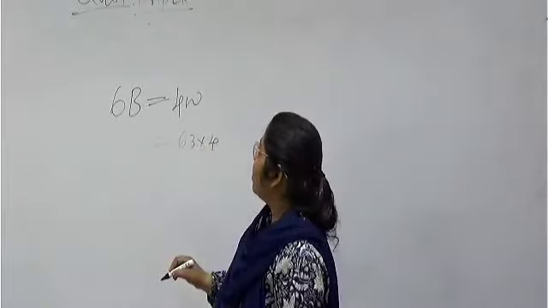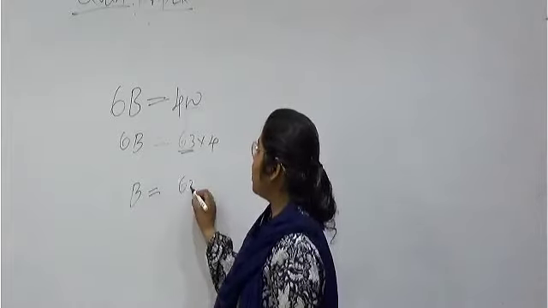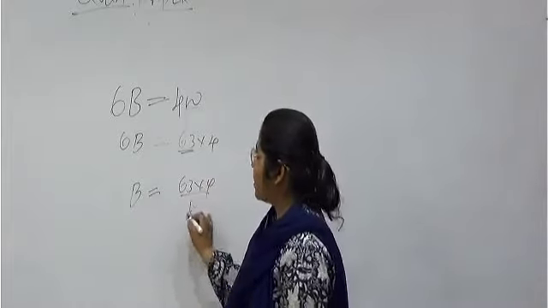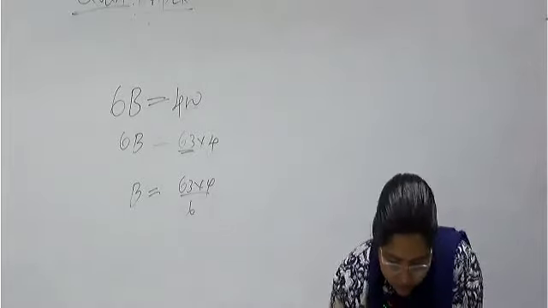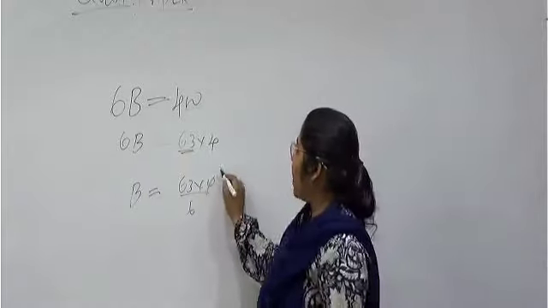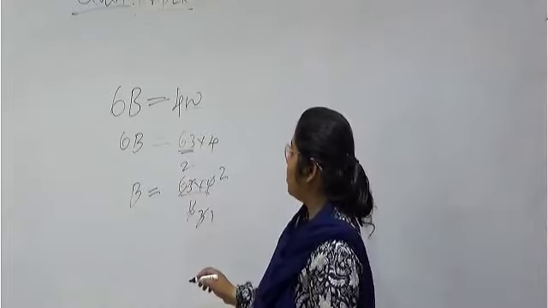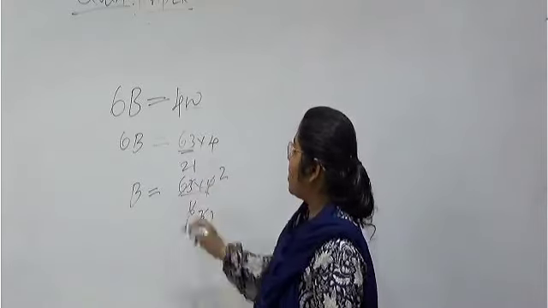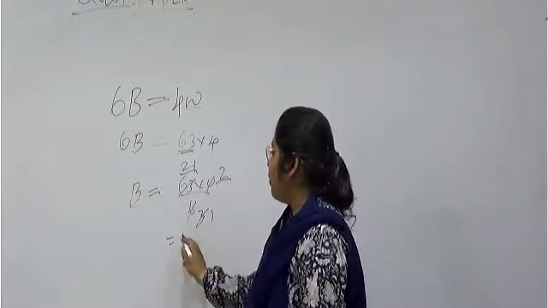Understanding? Weight I am writing 63. Then what will be B here? B is equal to what? B is equal to 63 into 4 by 6. What is the answer? Tell me. 2 2s are, 2 3s are, 3 1s are, 3 2s are... Okay. 21 into 2, 42.